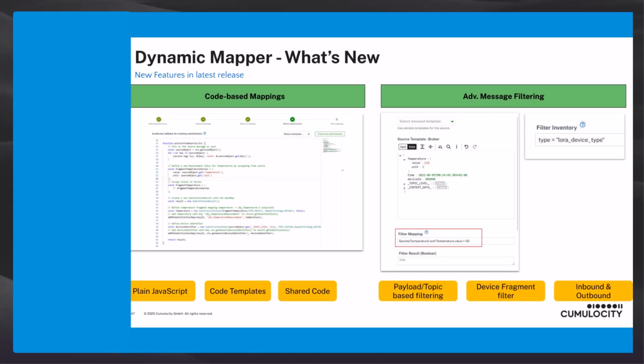So we have some inventory filter also that you can define and say, okay, I want this filter for the message, but also only for devices of type LoRa device type in this example. Yeah, and this is working in both directions, inbound and outbound. So you can define that filter for incoming messages and messages coming out of Cumulocity sending to somewhere else.